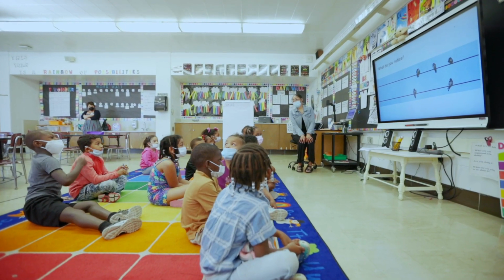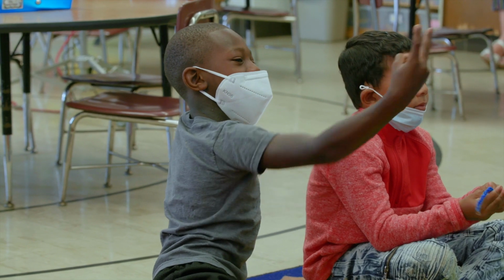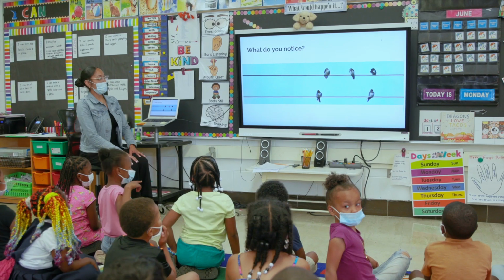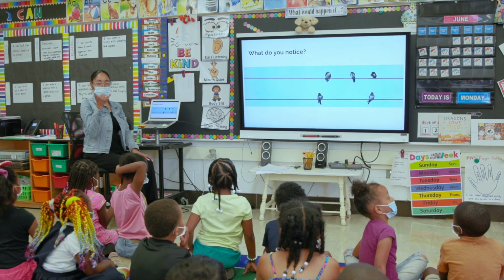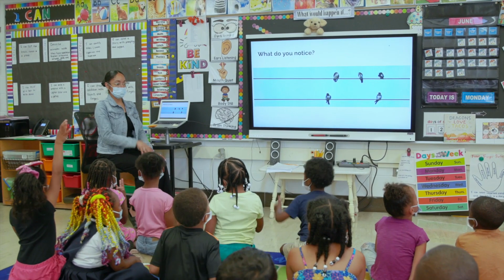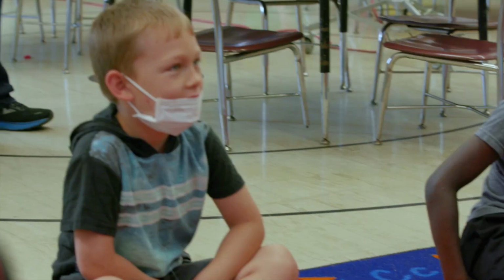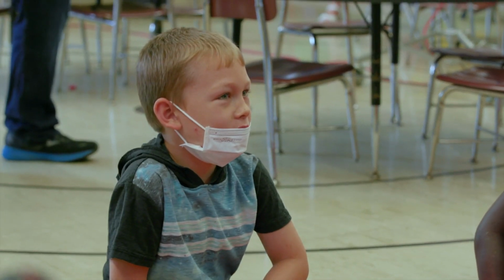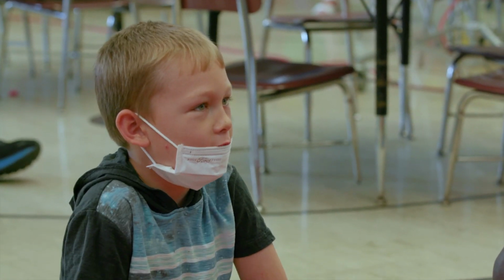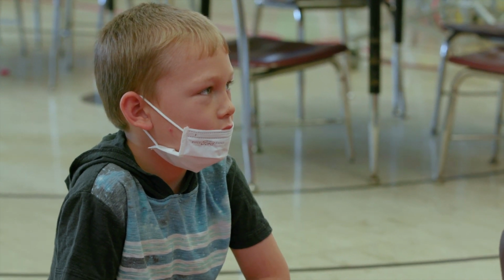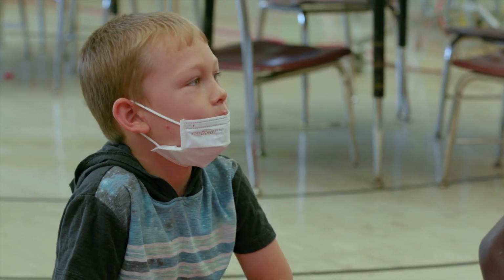I see three birds. And 2 birds. Okay, he sees 3 and 2 birds. If you agree with Owen, you can give him 2 thumbs up. Okay, what do you notice? I notice 2 and 2 and 1. You notice 2 and 2 and 1? It makes 5. Yeah, that is a way to make 5.